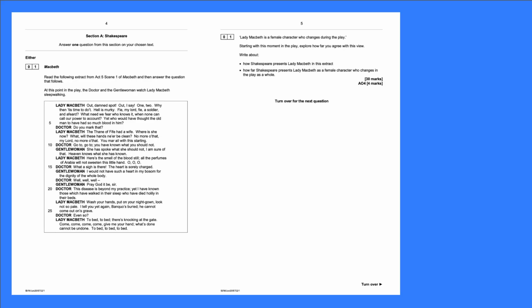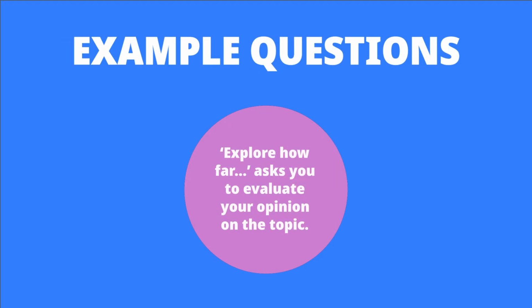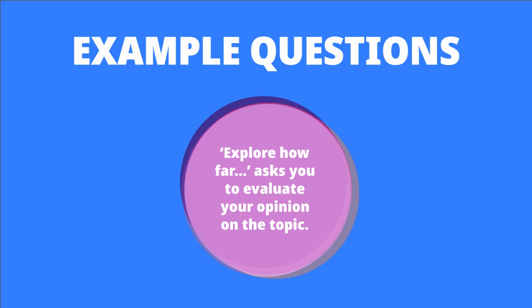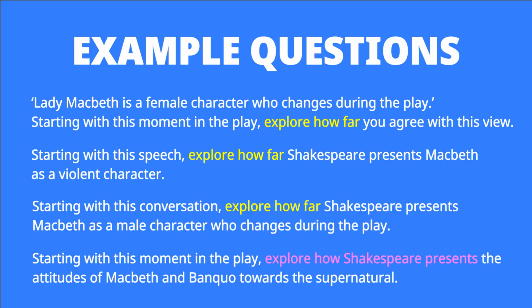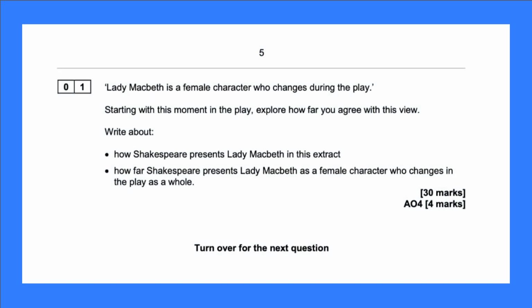Before reading the extract, make sure you look carefully at the question focus and the wording. Some questions use language such as explore how far, which is asking you to evaluate or weigh up the evidence and offer your opinion of a particular topic. Look at these 4 examples from previous years. 3 out of 4 questions use how far as an instruction, and 1 uses explore how Shakespeare presents, which is less focused on evaluation and more on exploring in depth the particulars of the theme or characters which are the focus.